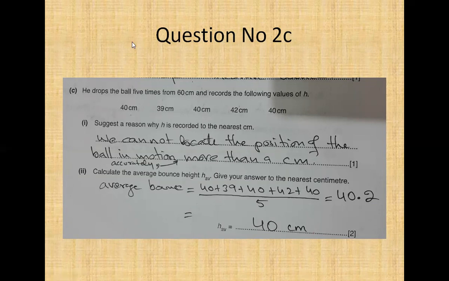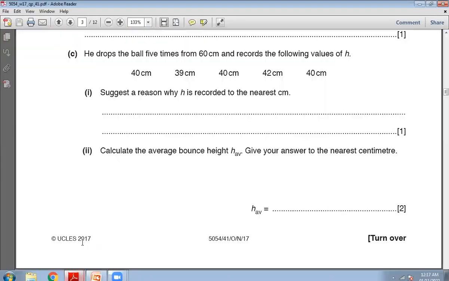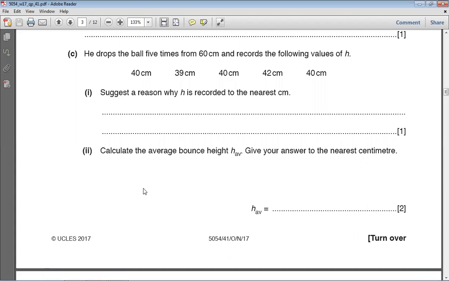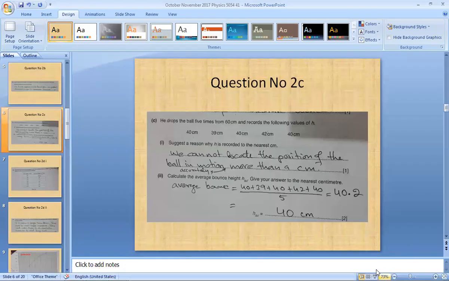The next part is: calculate the average bounce height. Give your answer to the nearest centimeter. You want to find the average. 1, 2, 3, 4, 5 observations. You add them up and you divide their sum by 5 because there are 5 observations. Very simple. Let me show you my average value.